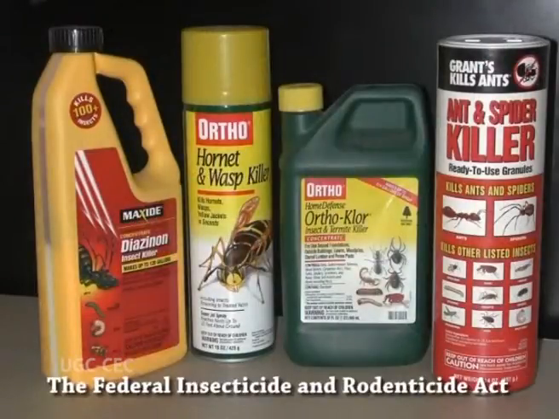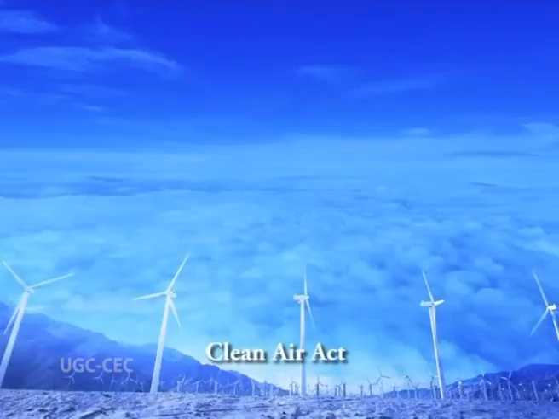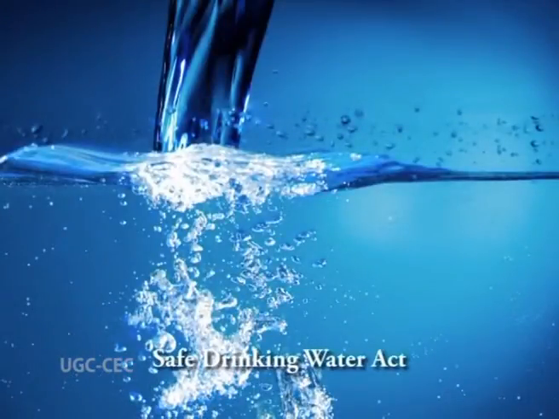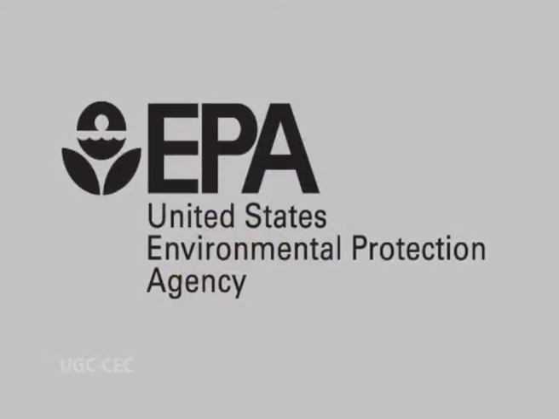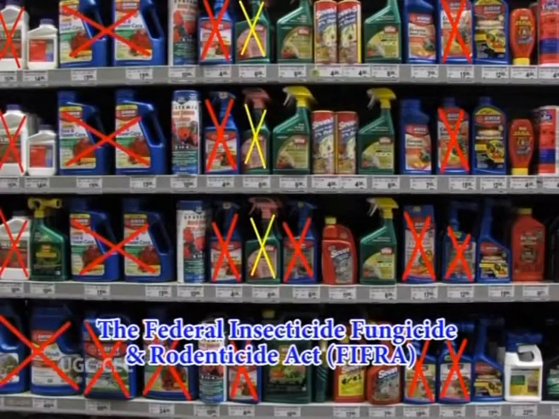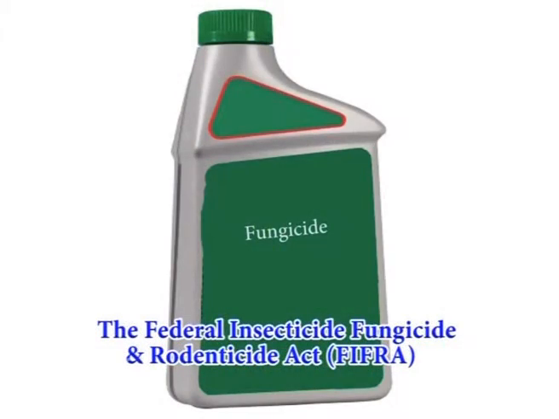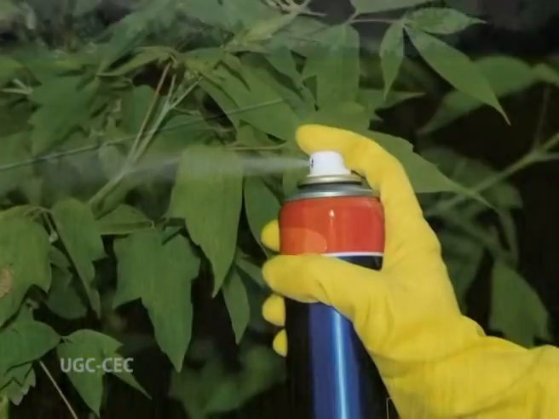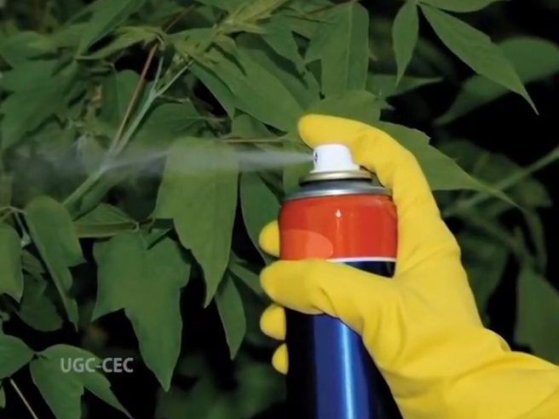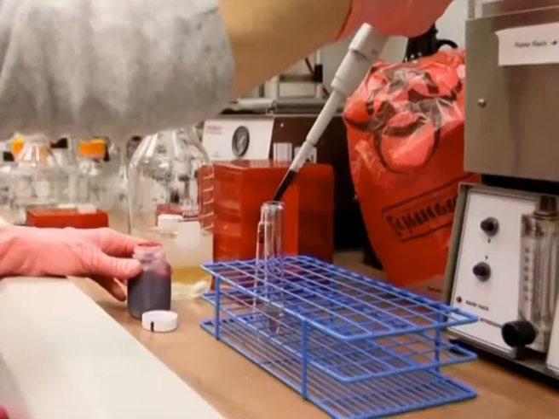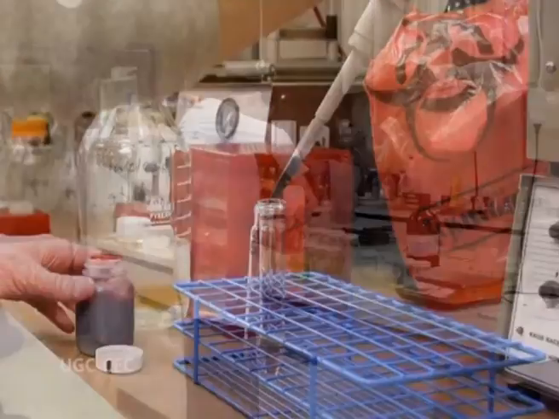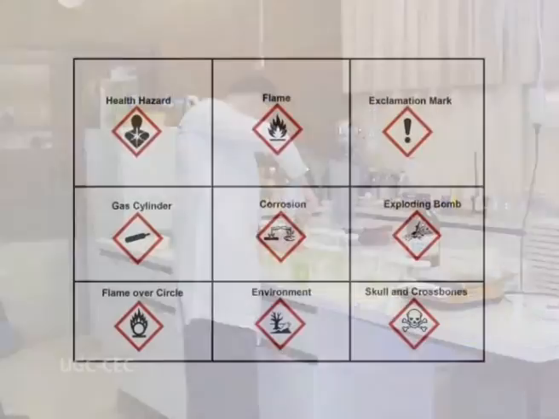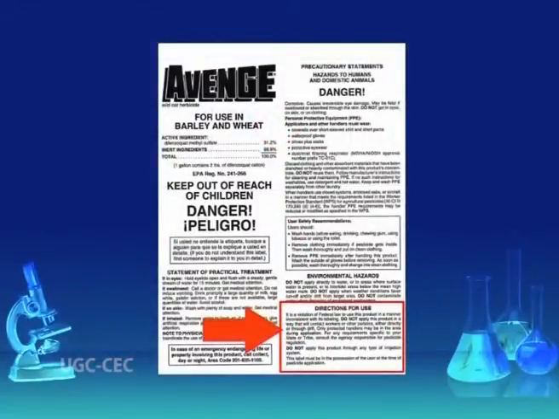The Federal Insecticide and Rodenticide Act, Clean Air Act, Safe Drinking Water Act, and the Toxic Substances Control Act are regulated by the Environmental Protection Agency, which is EPA. The Federal Insecticide, Fungicide and Rodenticide Act (FIFRA) regulates agricultural chemicals such as pesticides. It provides registration for requirements such as toxicological and chemical tests as well as for label information and application restrictions.